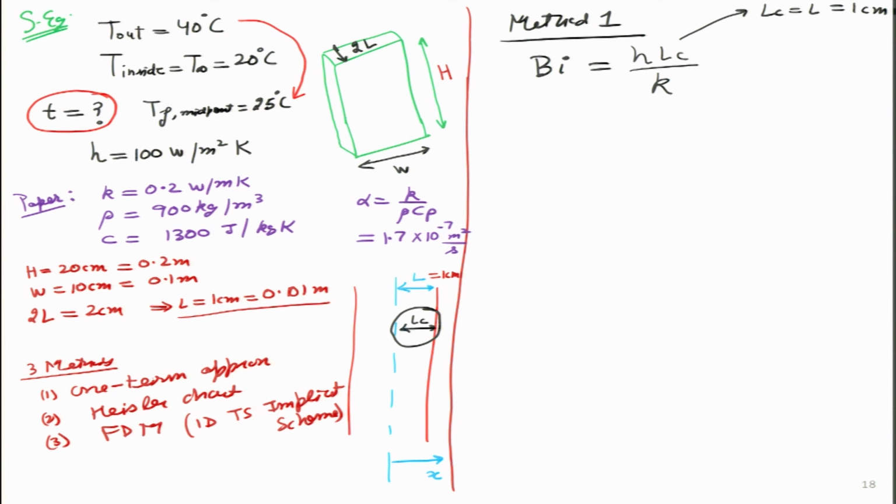Now, I have the value of h, and I have the value of k. I can calculate this as 100 times 0.01 meter divided by the k value, 0.2. So, the Biot number turns out to be a large number, 50, which means lumped analysis cannot be applied. This we had kind of hinted at in the beginning as well. Now let us go to the one term approximation solution. I hope everything is clear up to this point.